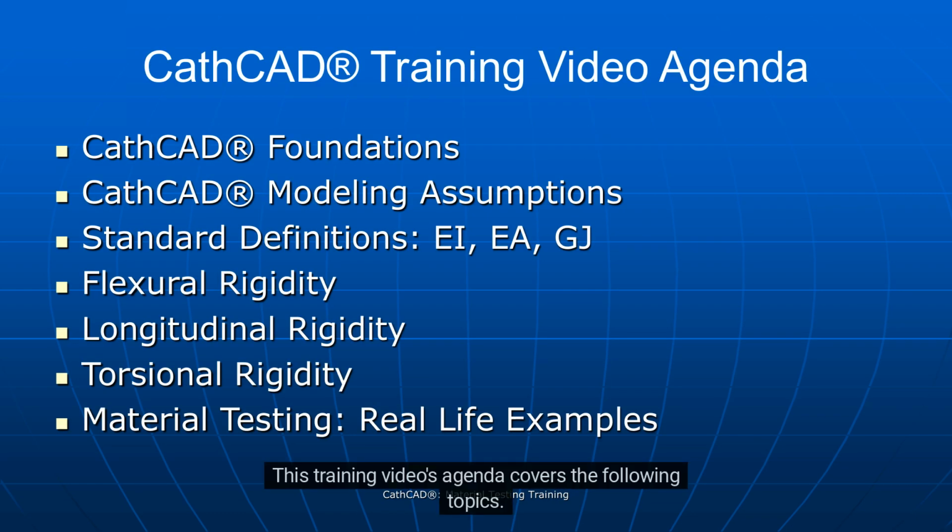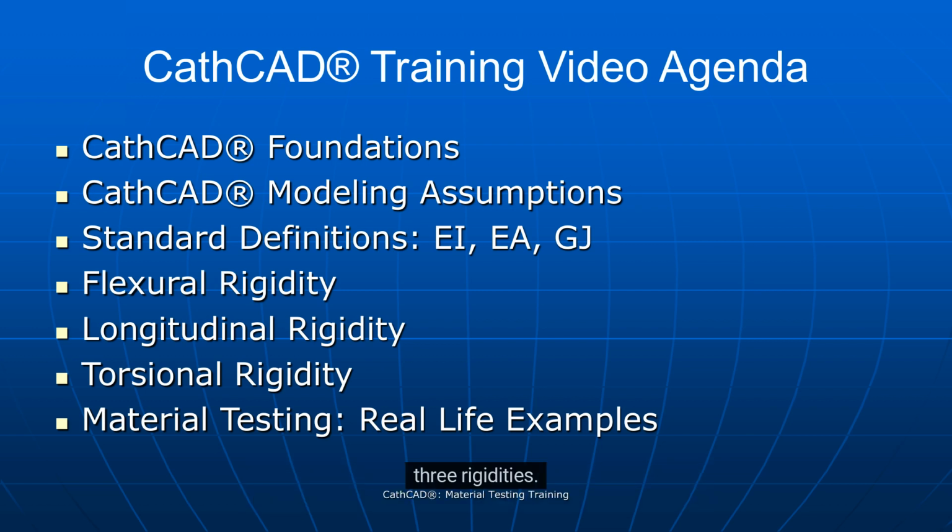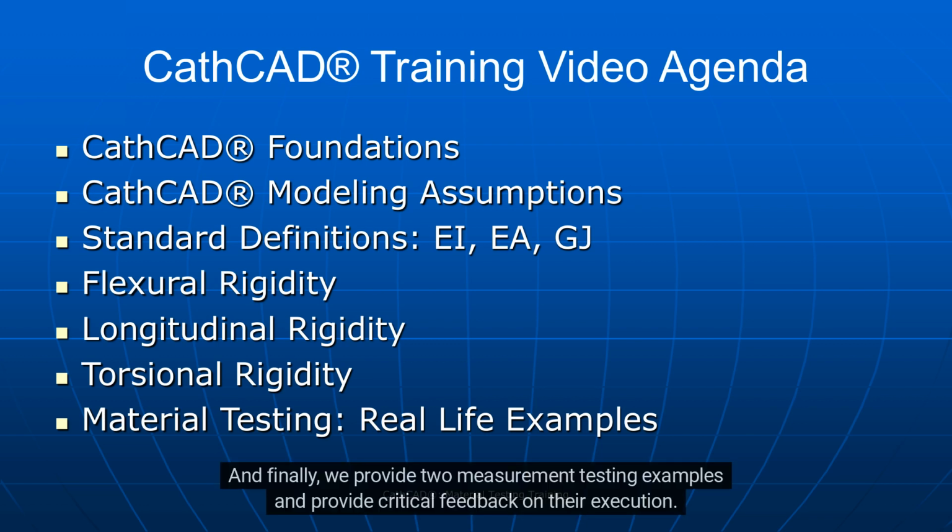This training video's agenda covers the following topics. First, we provide background information on the CathCAD software engine. Second, we summarize the CathCAD modeling assumptions. Third, we define the concepts of flexural, longitudinal, and torsional rigidities. Fourth, we follow the processes for executing measurements and decomposing the results into the three rigidities. And finally, we provide two measurement testing examples and provide critical feedback on their execution.